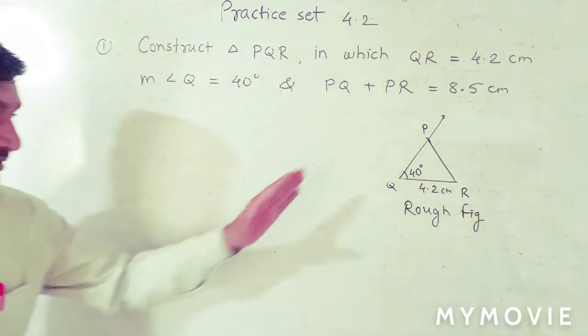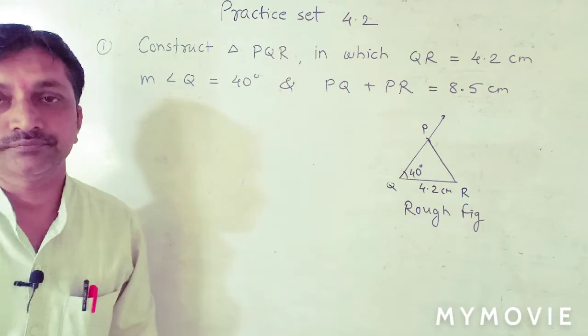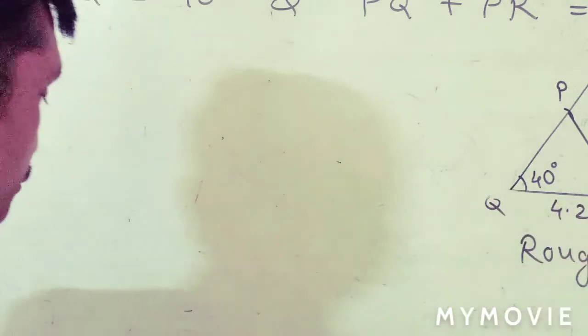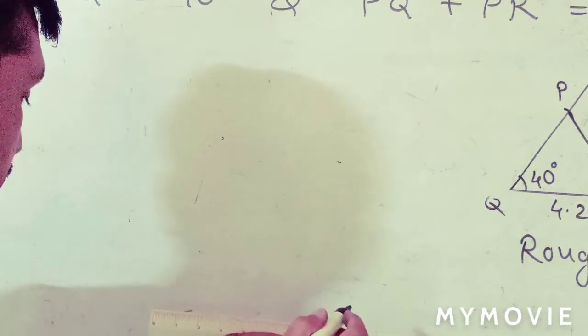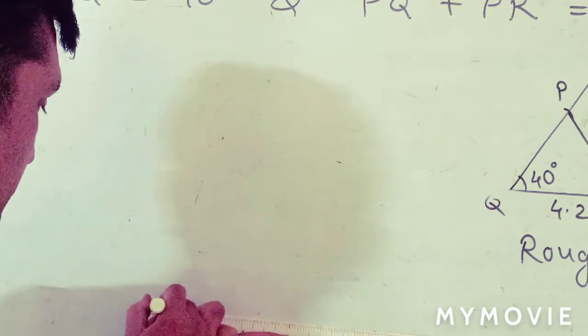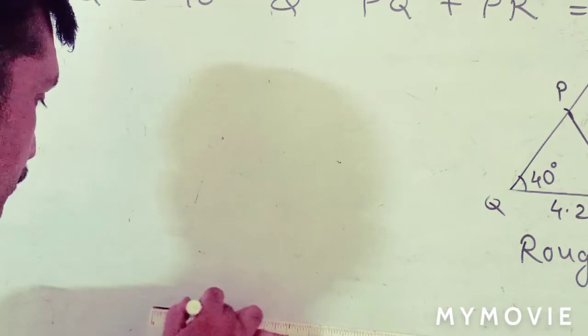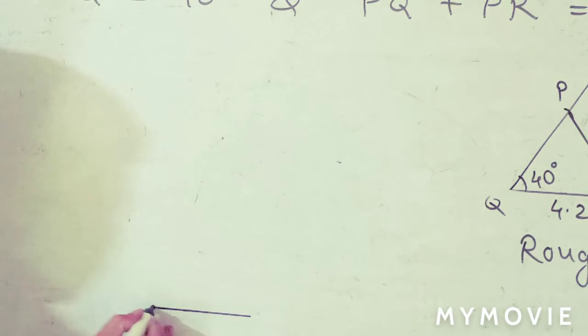Now by using this rough figure, let's construct the required triangle. Draw QR first as a base, and that base is 4.2. Therefore I first draw segment QR of 4.2 centimeters. This segment is of 4.2. I give it the name QR.